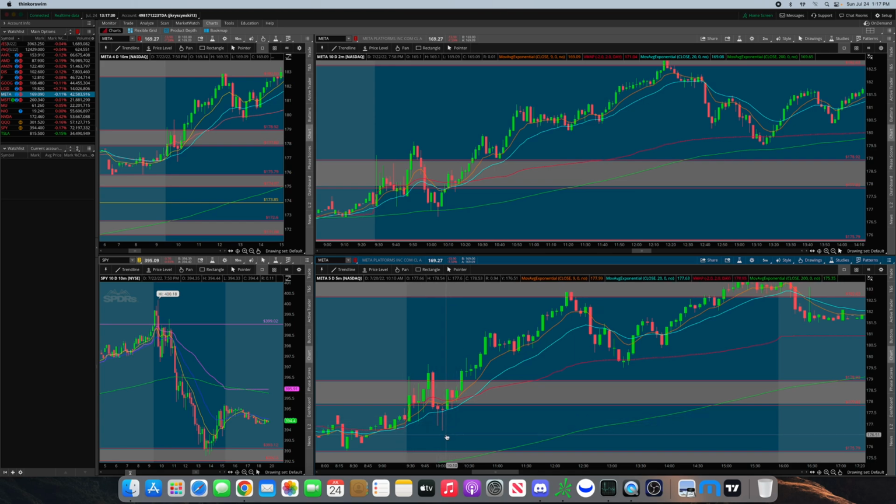And again, on a higher time frame, it can be very deceiving, right? Because what do you see? You see lower lows on a higher time frame. So that's your first telltale sign to get out. You can see it here in the 10-minute.